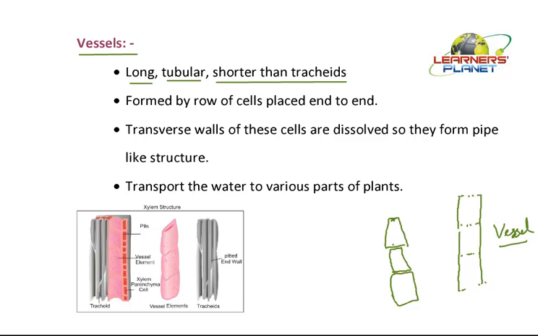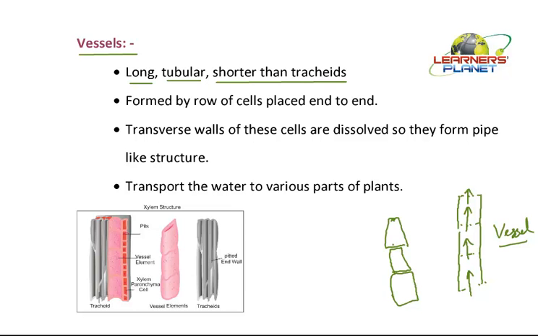Now these vessels are also known as trachea. Actually the meaning of trachea is vessel only, so they may sometimes be known as trachea. So these vessels form a pipe-like structure and support the conduction of water from the soil to various parts of the plants. Now as they form hollow spaces in between, what do you imagine? What will be the direction? It will go in this way. This is how the water will travel inside the vessel.